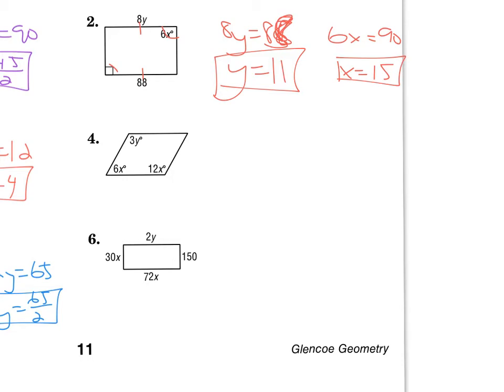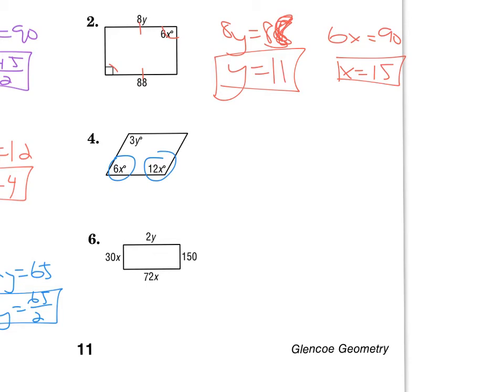All right, number 4. For number 4, we're sticking with the angles, but I'm not going to go straight for setting those two equal to each other, because one has an x and one has a y. So I wouldn't suggest that. What I would do instead is try to see if there's any way that I can combine these two angles, because they both have x's in them. I know that's going to give me an equation I can solve.